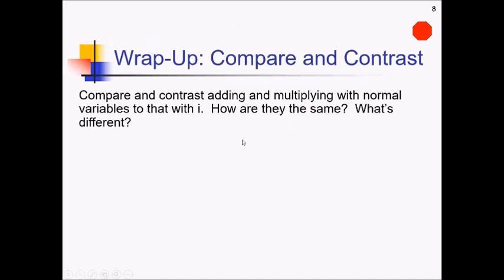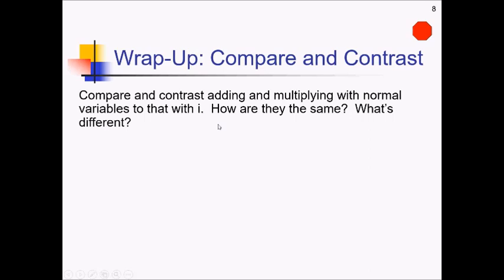For the wrap-up here, pause the video and take a moment to write down a little bit, comparing and contrasting adding and multiplying with normal variables versus variables that have i in them. How is it the same? How is it different? Adding and subtracting with variables versus i, multiplying with variables versus i.